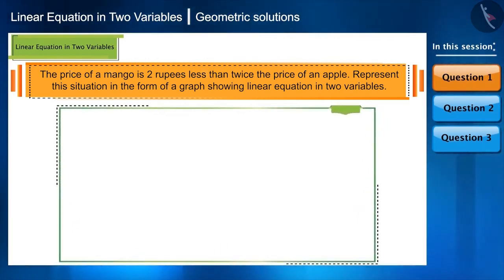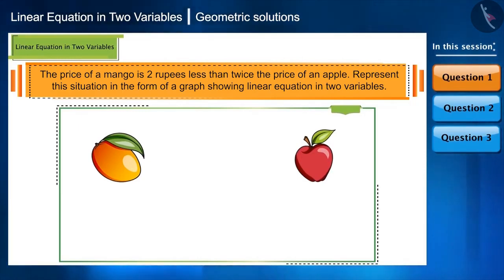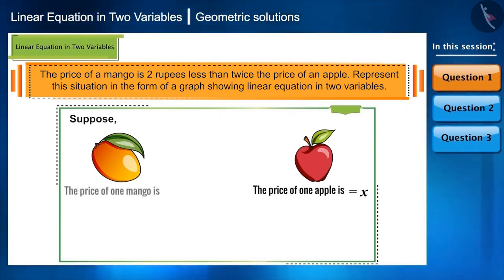First of all, here we have two fruits, mango and apple. We have to make an equation with two variables. So, we will consider the price of one fruit as x and the price of the other fruit as y. Suppose the price of one apple is x and the price of one mango is y. Now, according to the condition, we will form an equation.